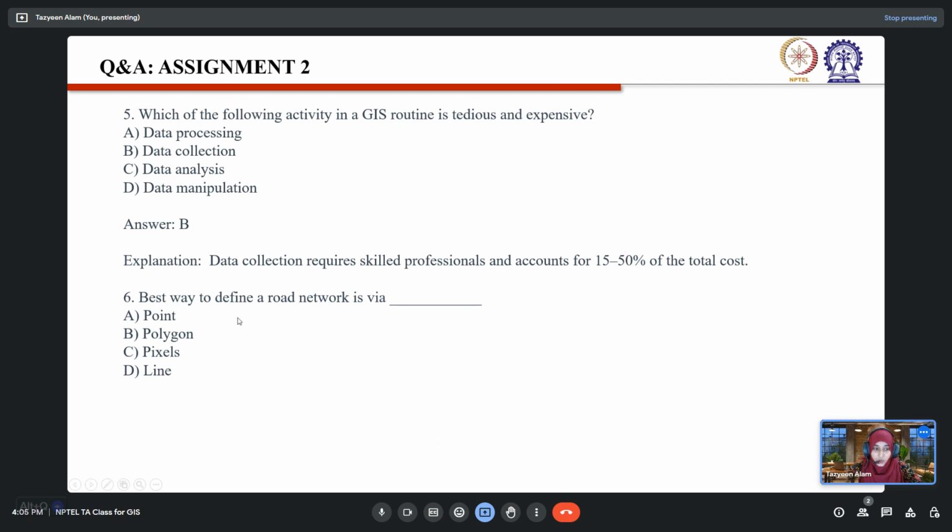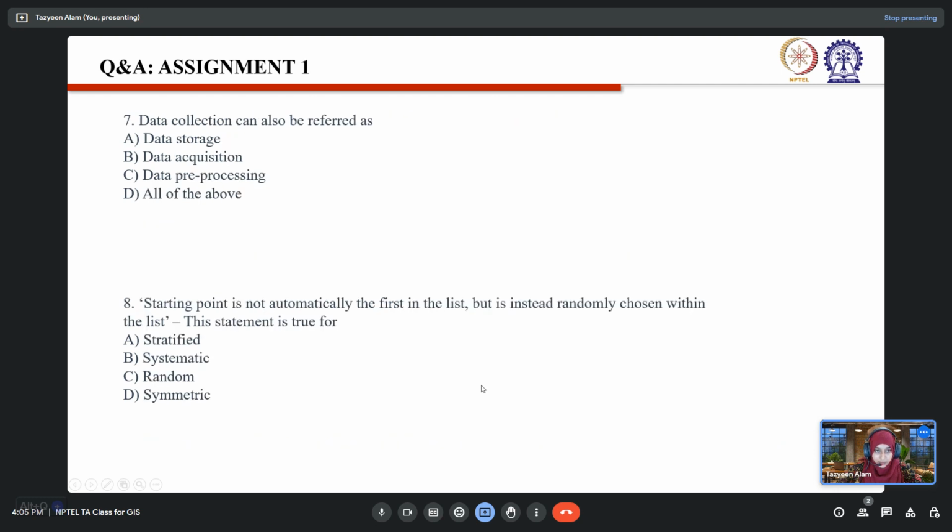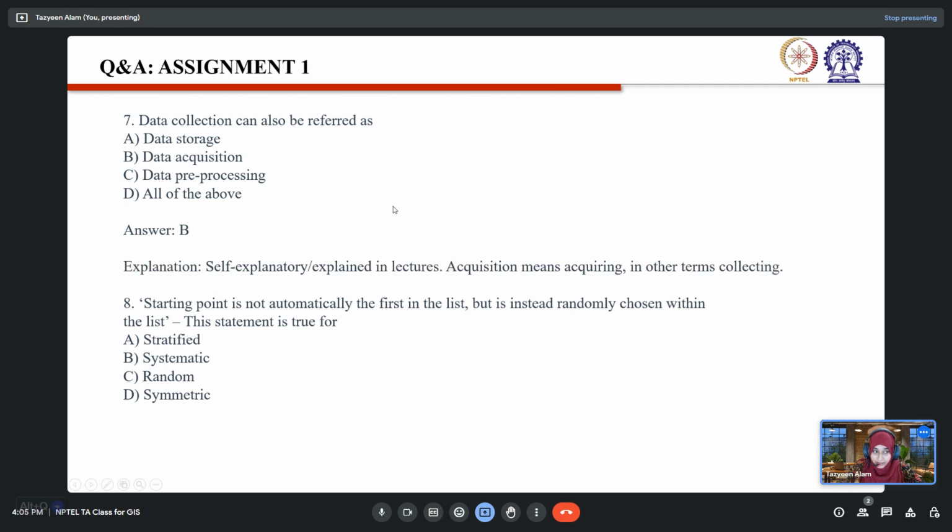It also depends on what is the level of professionals that you are hiring, so the cost will vary accordingly. Sixth, best way to define a road network is via point, polygon, pixels, line. This is very obvious, it will be a line. We have already understood this in the previous lectures. Seventh, data collection can also be referred to as data storage, data acquisition, data pre-processing, or all of the above. So your answer is B, it is data acquisition, because you are acquiring the data. So it means collecting the data.